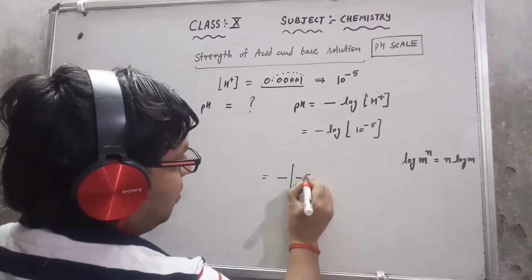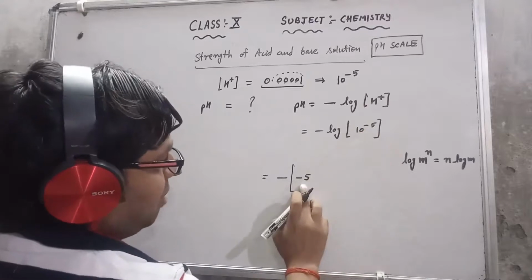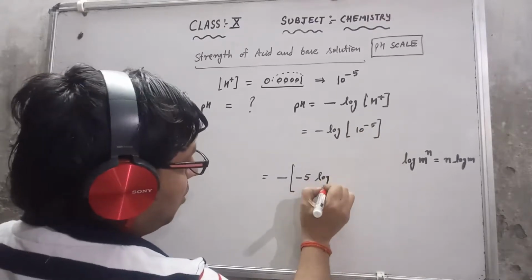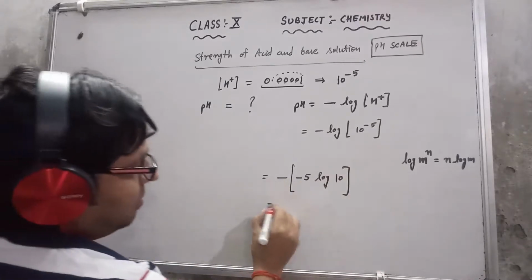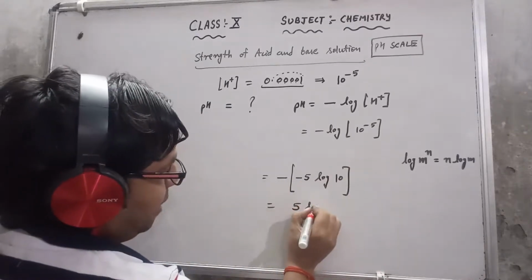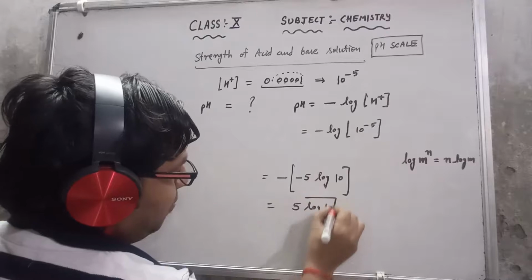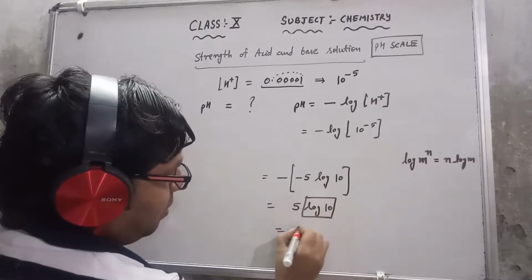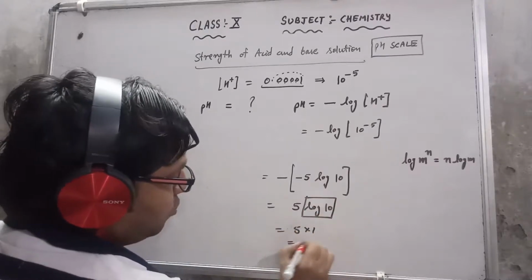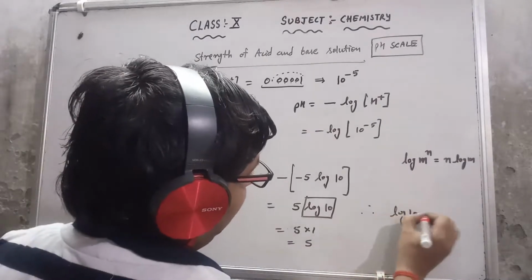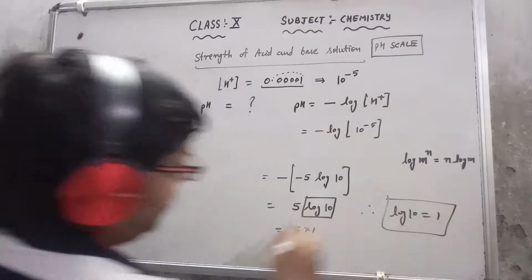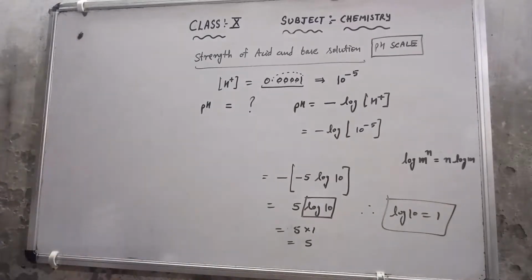It will come in front, minus 5 is there, so that is a minus 5 log 10. This is minus into minus, which is plus, so 5 log 10. The value of log 10 is 1. So 5 into 1, so its pH is coming 5. Because the value of log 10, keep in our mind, is 1. So the pH of the solution is coming 5.